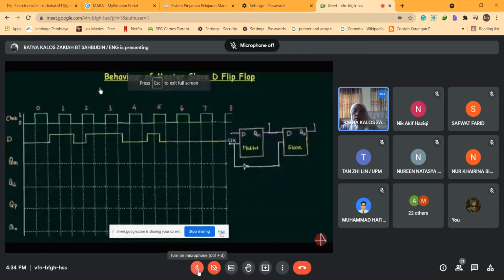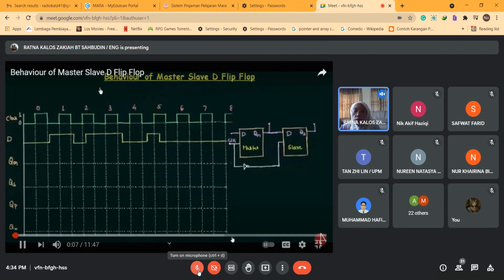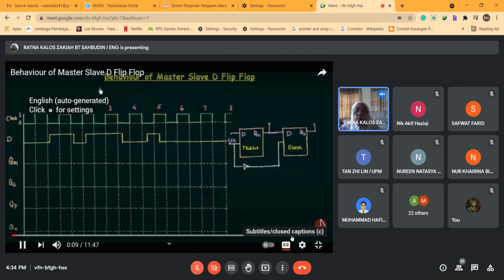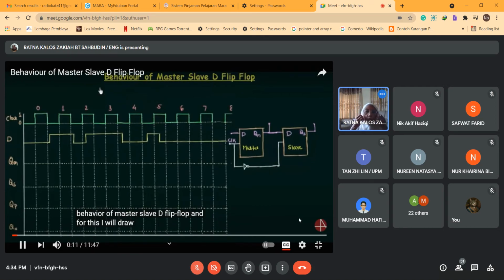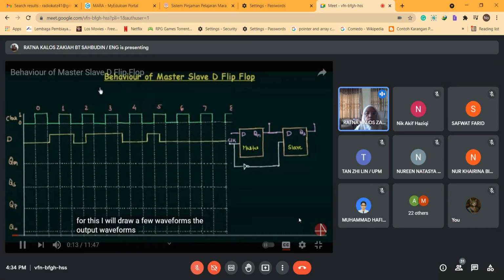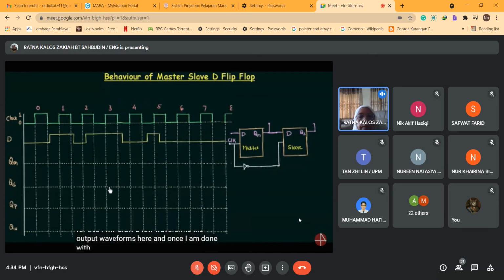Okay. In this presentation, we will see the behavior of master-slave D flip-flop. And for this, I will draw few waveforms, the output waveforms here. And once I'm done with the waveform, I will draw few important results. Like what is a glitch, how to remove a glitch, what is the relation between the master-slave flip-flop and the negative edge trigger flip-flop. For that, we have to find out QM.